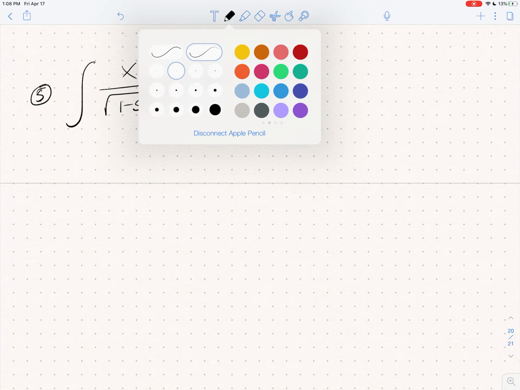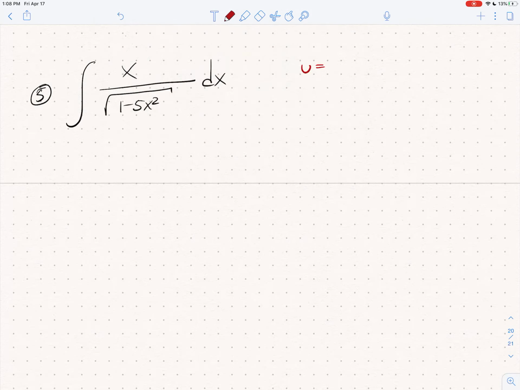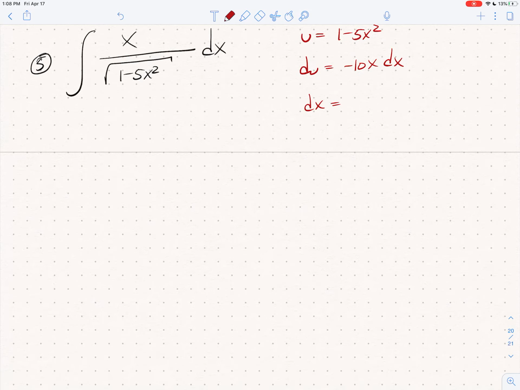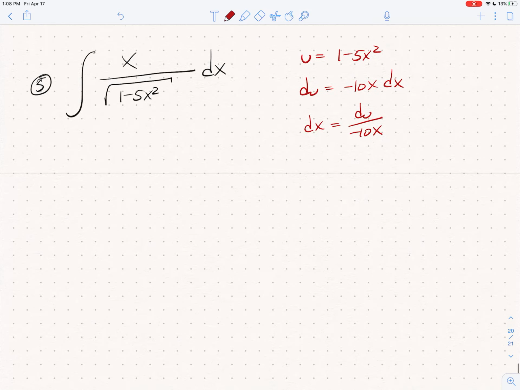So we're going to try, let's pick a nice color. Let's try u equals what's under the radical, so 1 minus 5x squared. So then du is just minus 10x dx. And so that means that dx is what? du divided by negative 10x. And so now when I want to switch this integral over, I get the integral of x over the square root of just u. This is just x over the square root of u, and then dx becomes du over negative 10x.